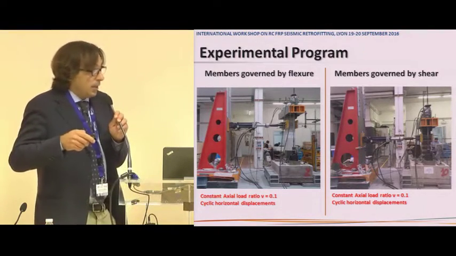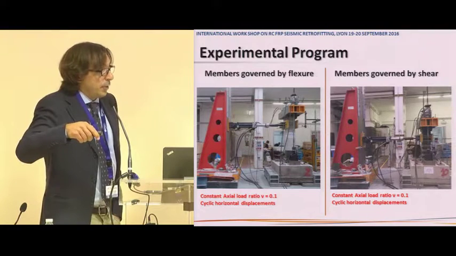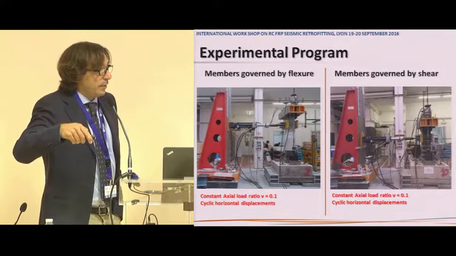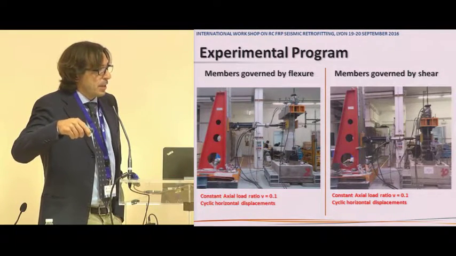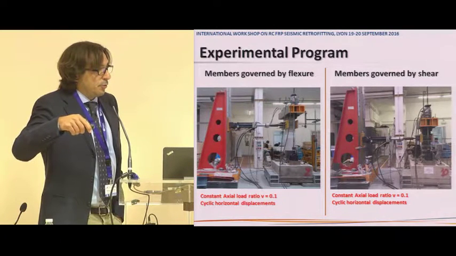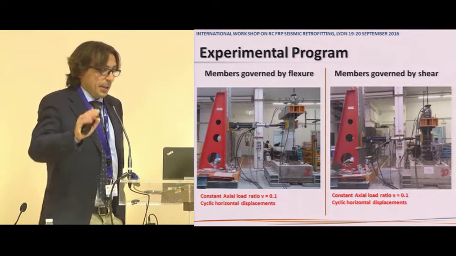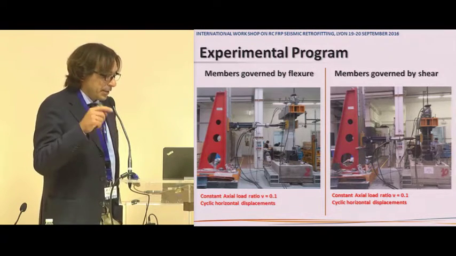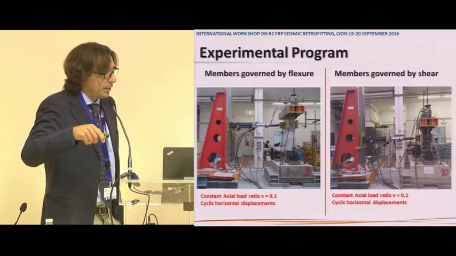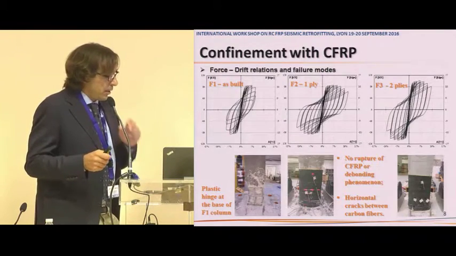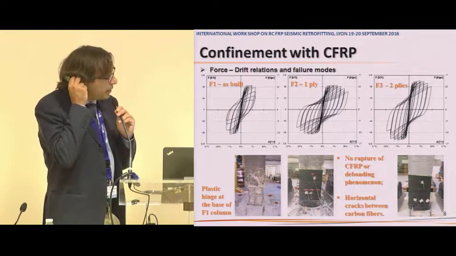So this is the test setup. Obviously, this is to apply the axial load. We have a constant axial load of nu equal to 0.1, which means the normalized axial load is 0.1. This is the actuator to provide the horizontal cyclic displacement, and obviously what we did was to apply horizontal displacement in cycles by increasing the displacement. This is the flexural column, and this is the shear one. Okay, let's go through the experimental results.